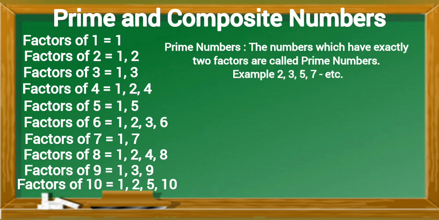Prime numbers. The numbers which have exactly two factors are called prime numbers. Example: 2, 3, 5, 7, etc.